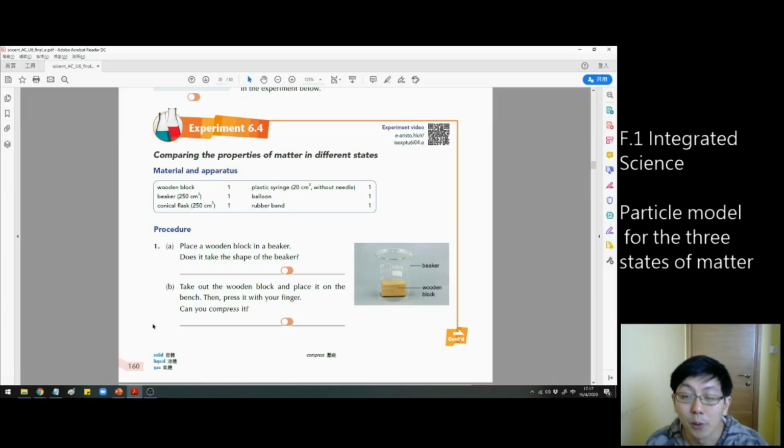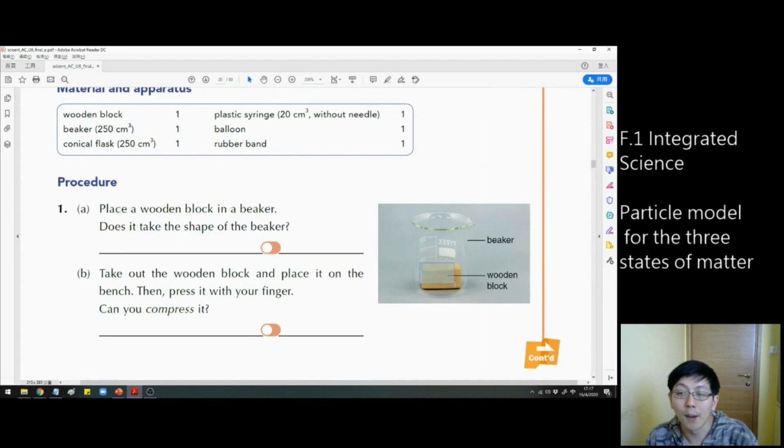So let's have a summary of our findings. First of all, the solid: we have the representative wooden block. We put it inside the beaker, what happened? It does not take the shape of the beaker. And also we cannot compress it.